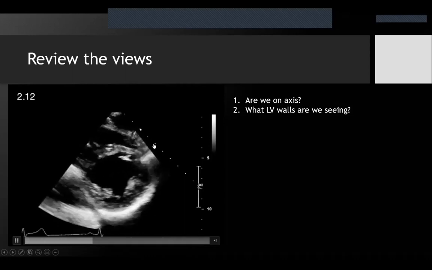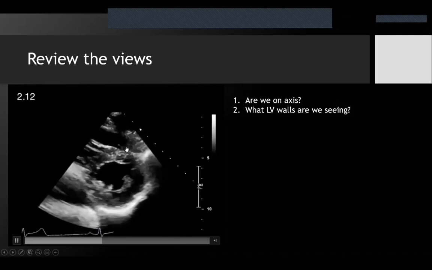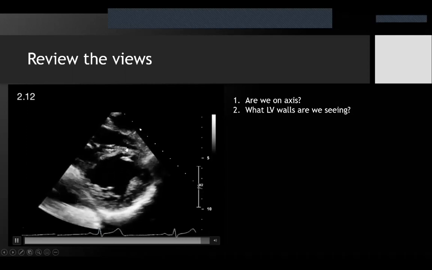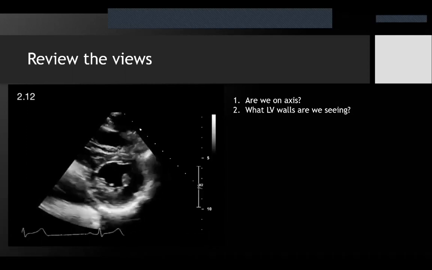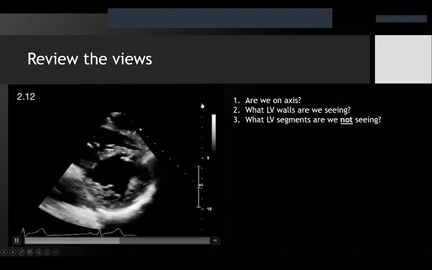But again, recognize you're not seeing any of these walls at the papillary or the base level. You're not seeing any of these walls at the apical level. You're only seeing these walls at this level. You're seeing six segments of one piece of every wall.